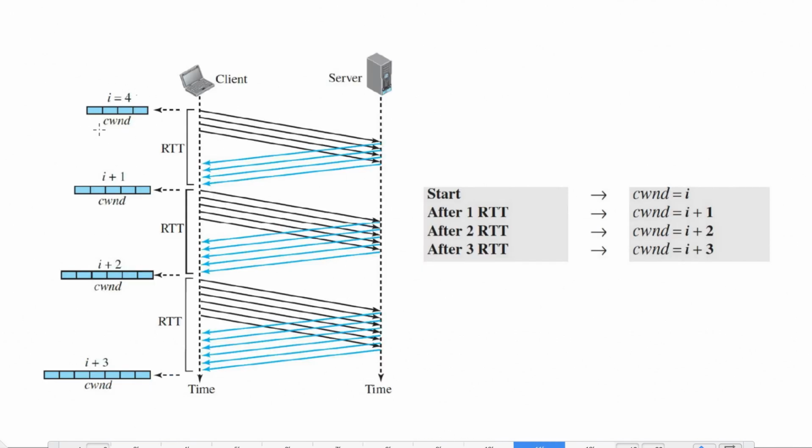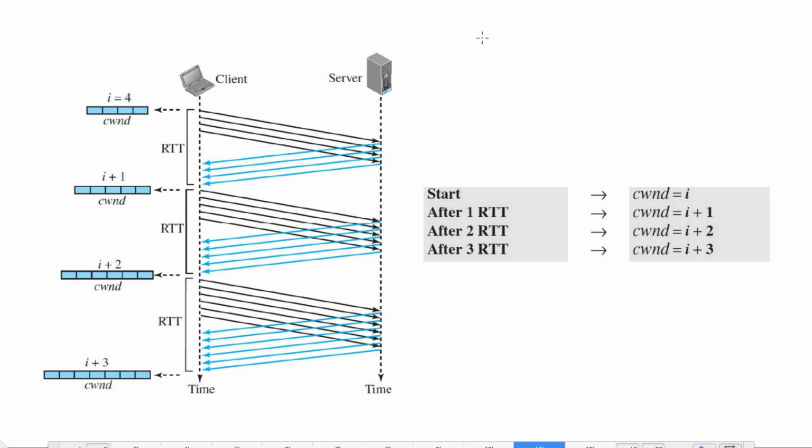Suppose the initial congestion window is 4, and you send 4 packets. Once you receive all these 4 ACKs in one RTT, you will increase just by 1. Then you will send 5 packets. Once you receive all 5 ACKs, you will increase just by 1 again, and then you send all the packets. Once you receive all the ACKs, you will increase just by 1. So like that you will be increasing.